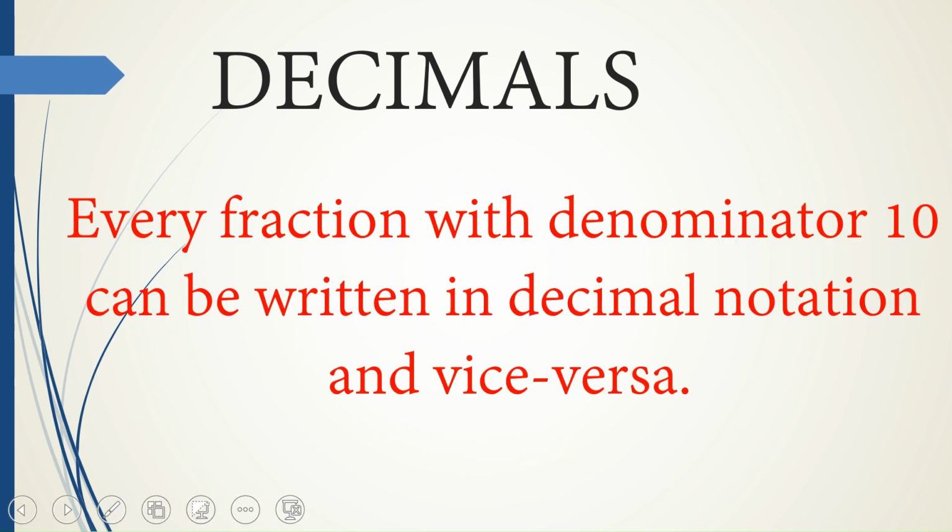Every fraction with denominator 10 can be written in decimal notation and vice versa. Now we know where that 1 upon 10 position is in the place value chart. We can use that and write the decimal numbers. But when we have a fraction, even that fraction can be converted into a decimal number.